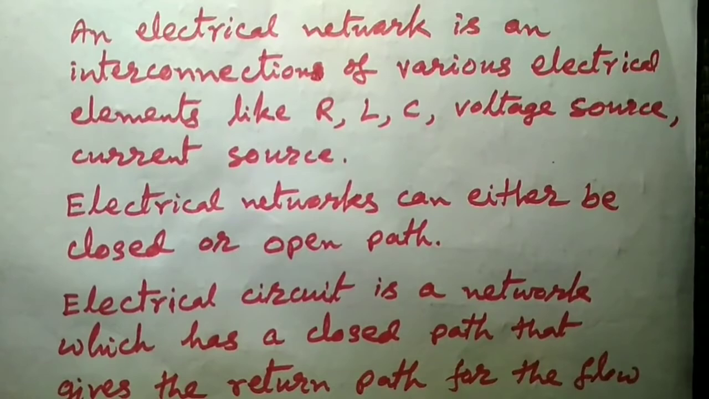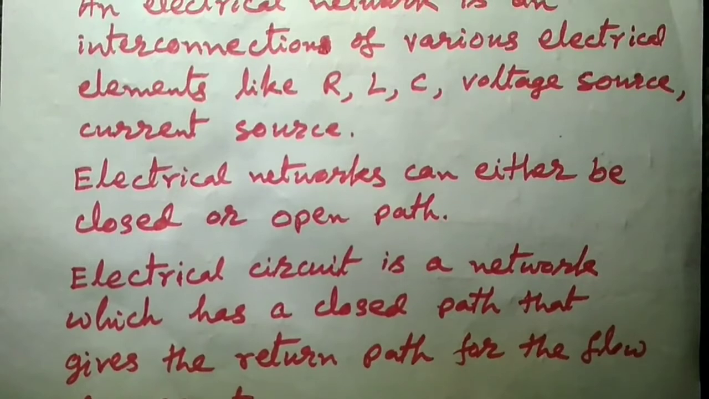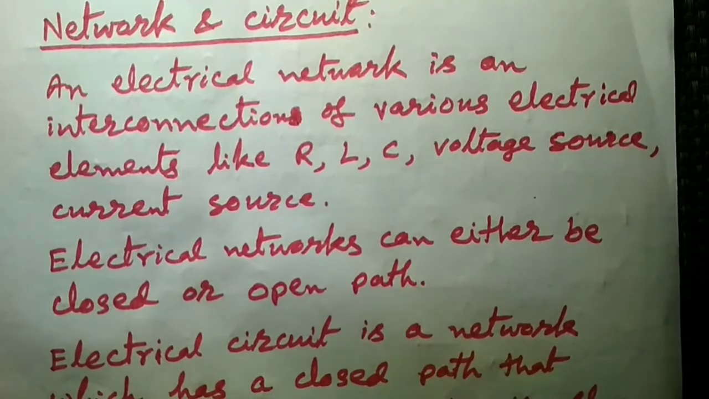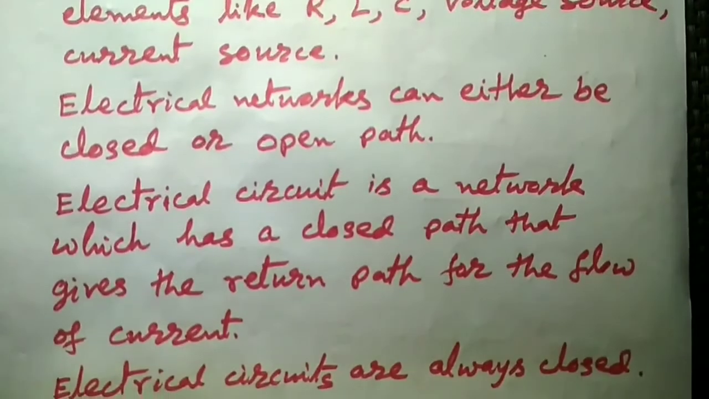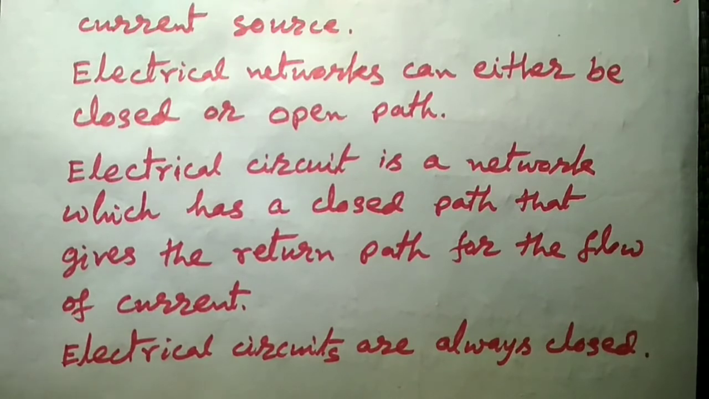The electrical networks can either be closed or open path. That means various electrical components should be interconnected, and any of the branches or any of the terminals may or may not be opened. Then it will be considered as a network. On the other hand, the electrical circuit is a network which has a closed path, and that gives the return path for the flow of current. That means the electrical circuits are always closed.